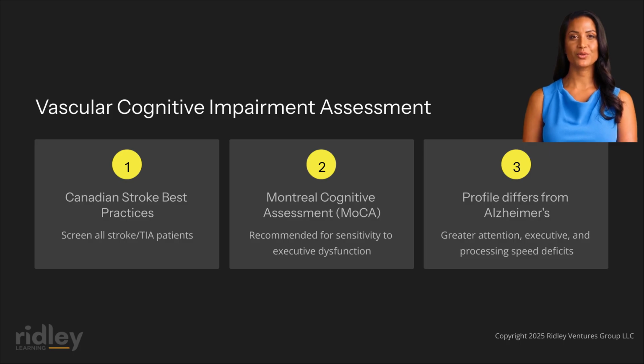requiring detailed characterization. The Montreal Cognitive Assessment represents the most widely recommended screening instrument, with its sensitivity to executive dysfunction and processing speed deficits making it particularly appropriate for detecting the cognitive profile most commonly associated with cerebrovascular disease. The cognitive profile of vascular cognitive impairment typically differs from that of Alzheimer's disease, with relatively greater impairment in attention, executive function, and processing speed compared to the memory-predominant pattern characteristic of Alzheimer's pathology.